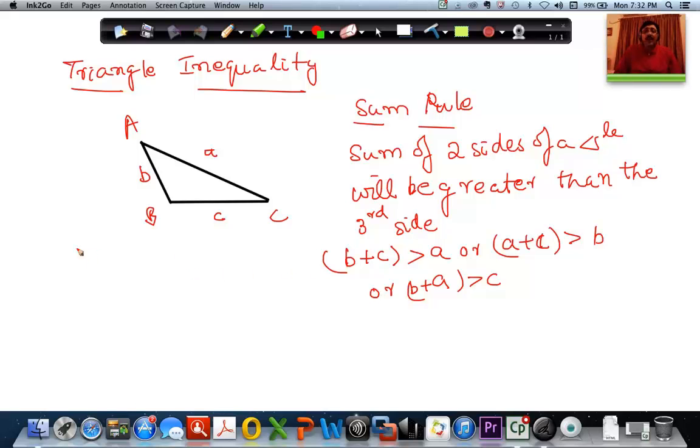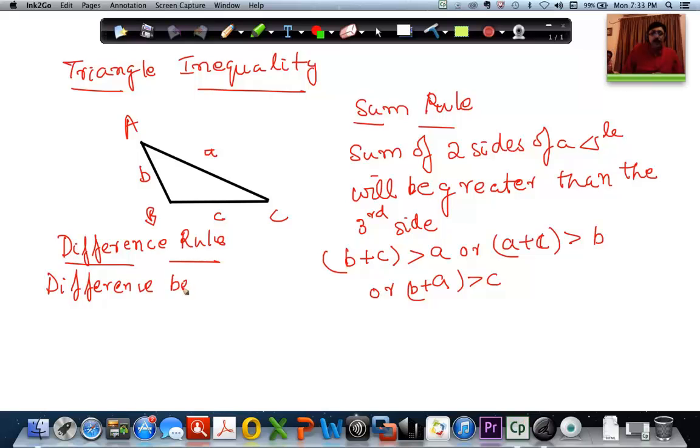Okay, so now what is the difference rule? We have seen the sum rule. The difference rule states that the difference between two sides of a triangle will always be less than the third side. So that is basically the other rule. The difference between two sides will be less than the third side.